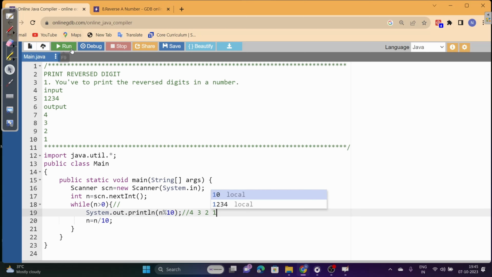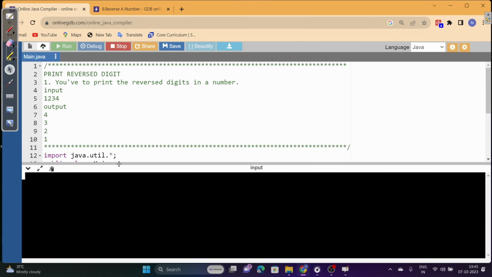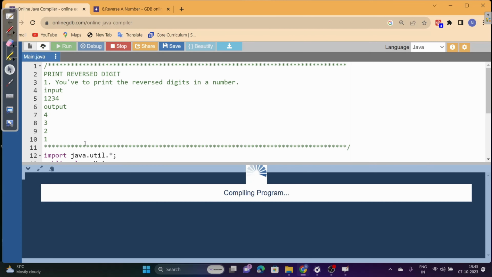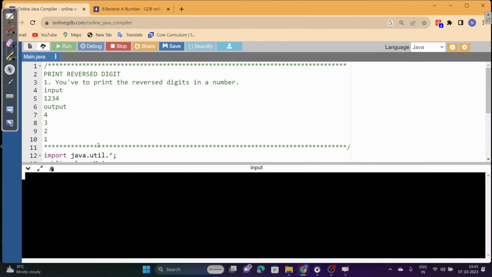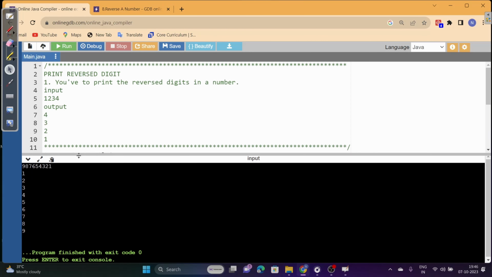So let's run the code. Will it work or not? My given input is 1234. Yes, this is what we are expecting: 4, 3, 2, 1. So let's give another input: 987654321. It's a big number actually. Yes, I hope so. See, the last digit is 1, 2, 3, 4, 5, 6, 7, 8, 9. We got the output. This is what we are expecting.